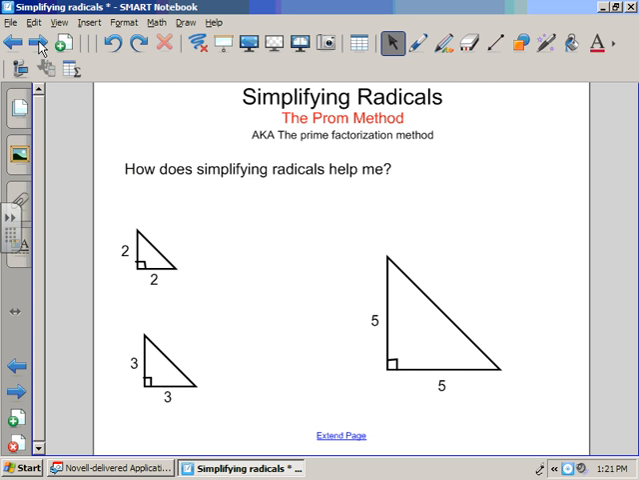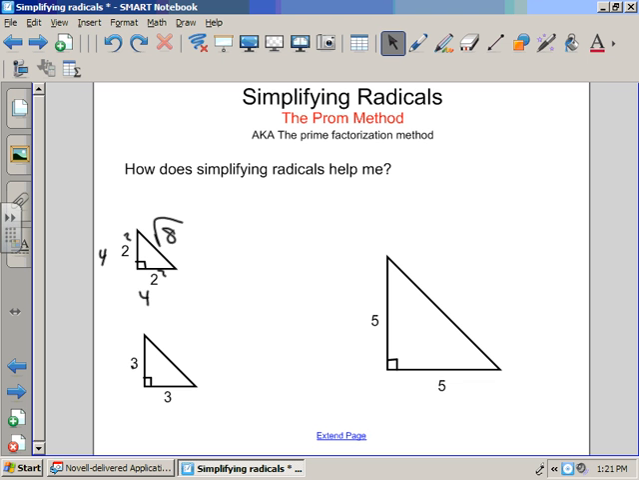Why on earth do I bother to simplify radicals? Sometimes simplifying radicals helps us see patterns that we otherwise might not normally know. I have 3 isosceles right triangles, and I'm going to use the Pythagorean theorem to try to figure out what the hypotenuse is. Well, for this one, I'm going to say 2 squared plus 2 squared equals x squared. 2 squared is 4. This is 4. So x squared is 8. The length of the hypotenuse of this first right triangle is the square root of 8.